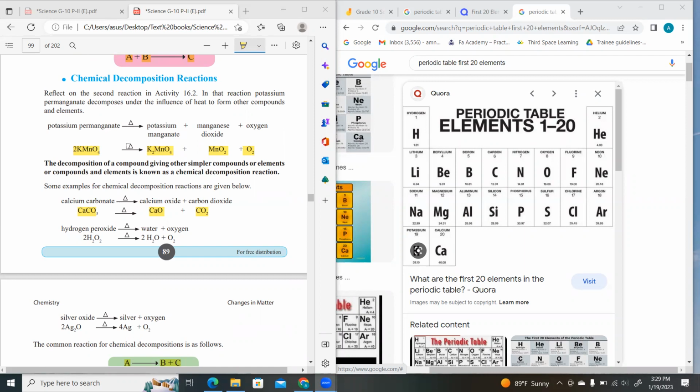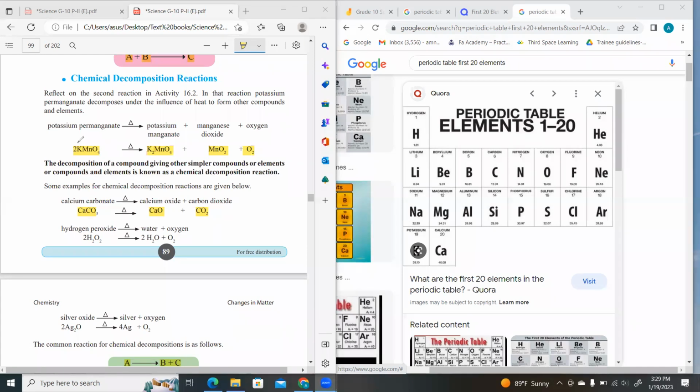When you heat it, there are products formed like potassium manganate, manganese dioxide, and oxygen. When you heat it, you will see the color change. Purple color will change into a dark greenish black color substance. That is the product for potassium manganate. You should remember this formula also. K2MnO4 is potassium manganate. KMnO4 is potassium permanganate.